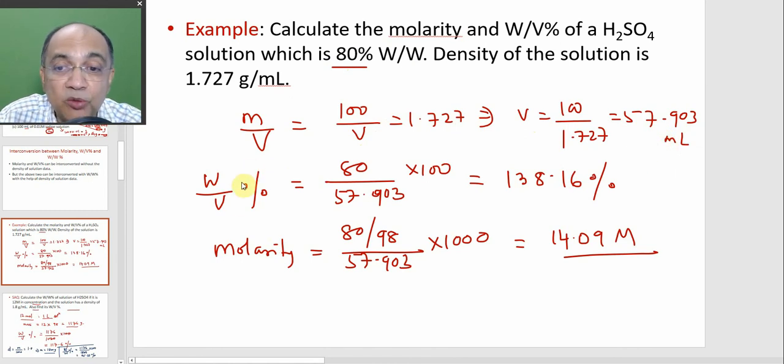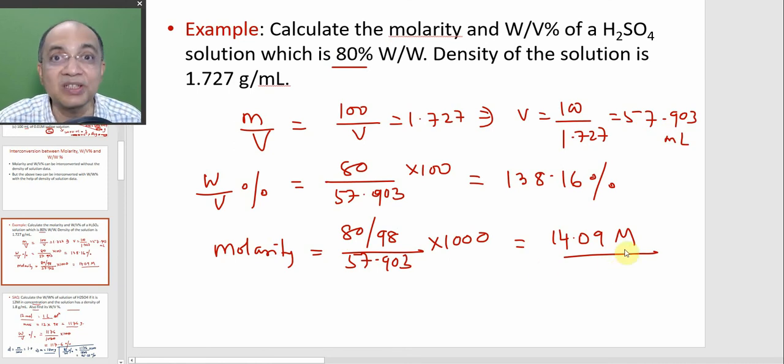To find W by V, we have done this several times before in this lecture. The mass of the solute is the same, 80, but now the volume of the solution is this, into 100, gives 138.16%. Now molarity, again formula method. 80 grams is equal to 80 by 98, immediately converted to moles in the numerator. Or if you have no confidence, find the number of moles separately. So here I did it in one go: 80 by 98 divided by the volume of the solution in milliliters into 1000. So I got a 14.09 molar solution.